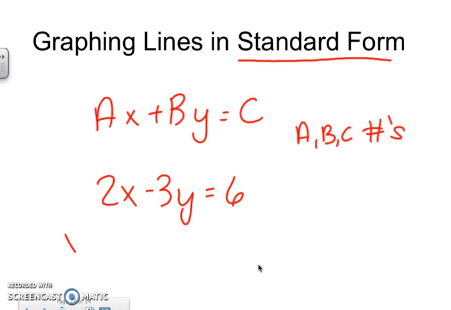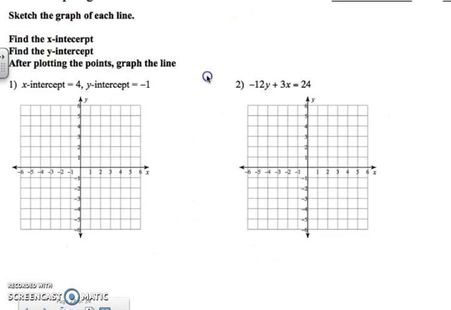To graph it, you have to find the x-intercepts and then the y-intercepts, and then just connect those 2 points. So that is how you graph in standard form. So let's look at some examples.